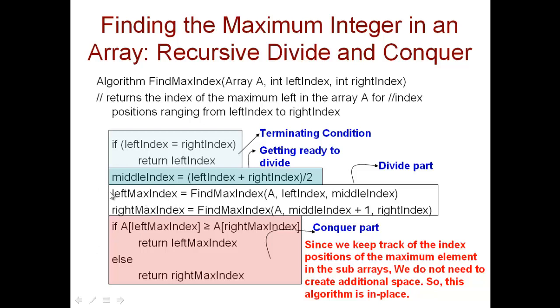Now, if the left index is not equal to right index, that means you have a subarray of size more than 1. Then you need to further break that into subproblems. So that is what we are going to do. That's the divide part. You are going to first find the middle index around which we'll break that array into 2 subarrays. So we'll find the middle index as the average of left and right index.